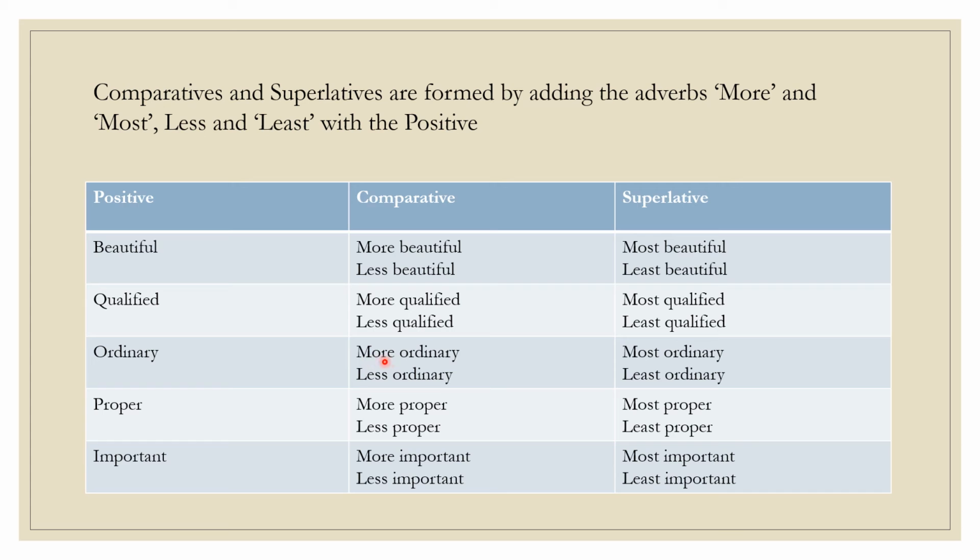Ordinary, in the comparative, more ordinary, less ordinary. In the superlative, most ordinary, least ordinary. In the positive degree, proper. In the comparative, more proper, less proper. In the superlative, most proper, least proper. The next example: important, more important, less important in the comparative degree. In the superlative degree, most important, least important.